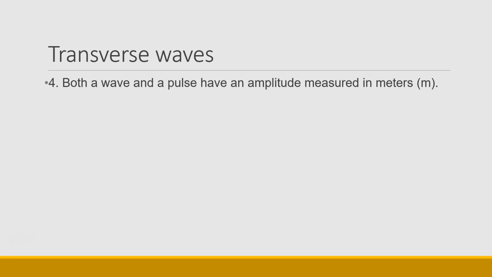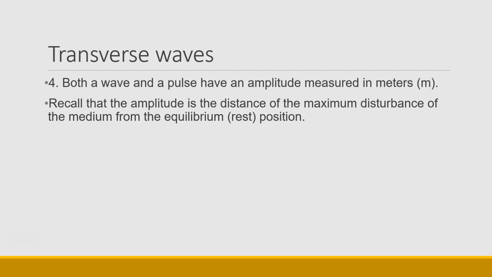We learned about the amplitude of a pulse, and I briefly described the amplitude of a wave. Both a wave and a pulse have an amplitude, and amplitude is measured in meters because it represents distance. Recall that the amplitude is the distance of the maximum disturbance of the medium from equilibrium or rest position. So that was a definition for amplitude that we defined in the last lesson.